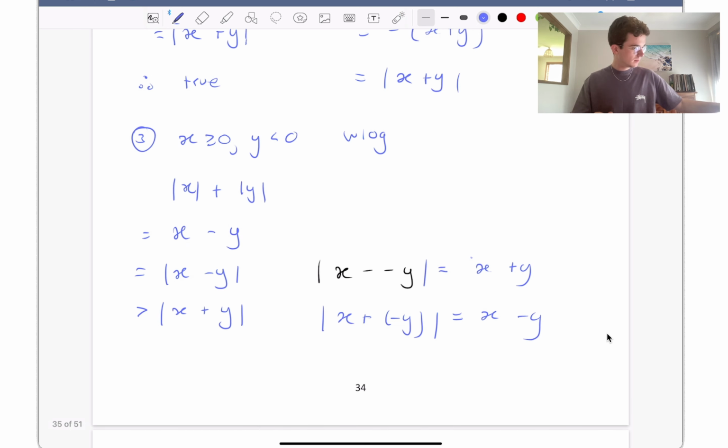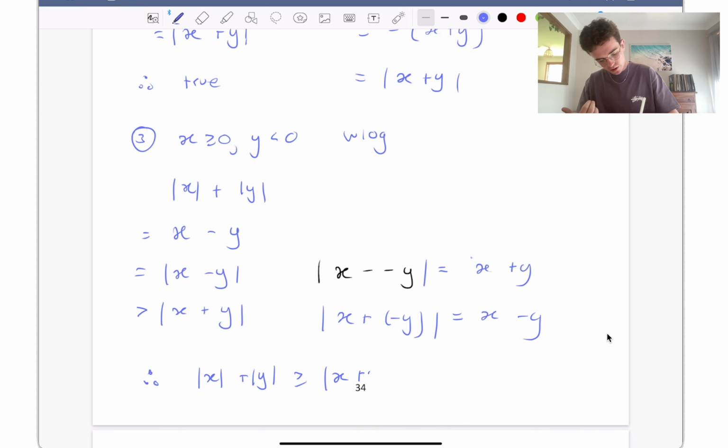So therefore, since it's true for all three cases, the magnitude of x plus the magnitude of y is greater than or equal to the magnitude of x plus y.